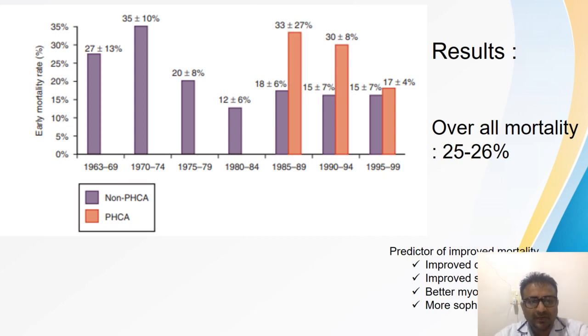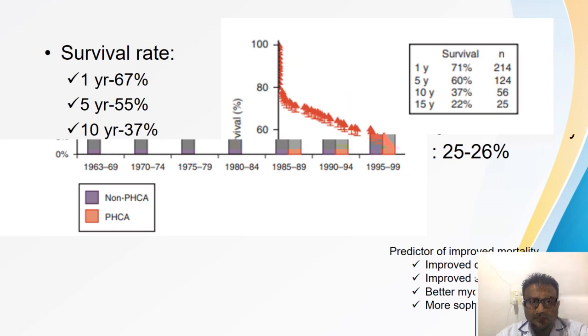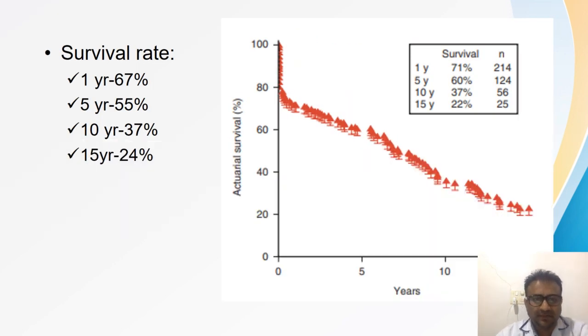Initially, the mortality between hypothermic and non-hypothermic was variable, but because of improved myocardial protection techniques and sophisticated CPB, there is not much difference between profound hypothermic circulatory arrest and without profound circulatory arrest. The survival rate of patients having undergone Bentall surgery or valve sparing surgery has improved. The 1 year survival is 60 to 70% of the cases. The 5 year survival is 55%. The 10-year and 15-year survival is 37 and 24% respectively.